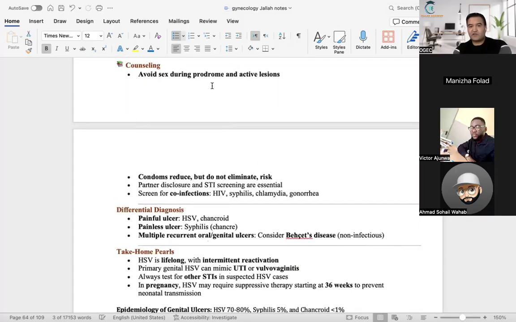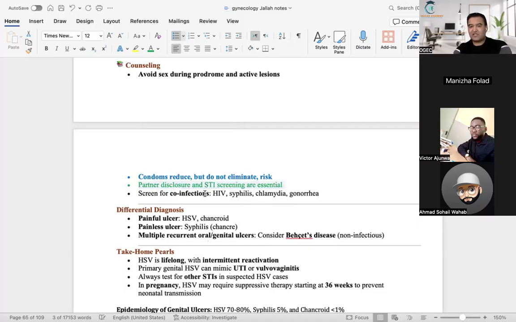Counseling: avoid sex during prodrome and active lesion. Condoms reduce, but do not eliminate the risk. This also may be in the exam because people think that if I use the condom, I'm safe. It reduces, but it does not eliminate the risk. Partner disclosure and sexually transmitted infection screening are essential. Screen for co-infection: HIV, syphilis, chlamydia, and gonorrhea.